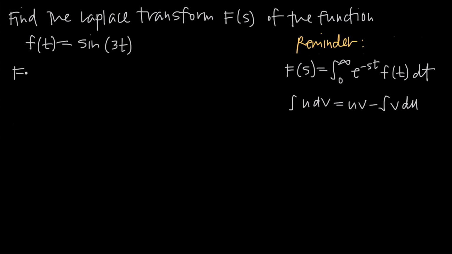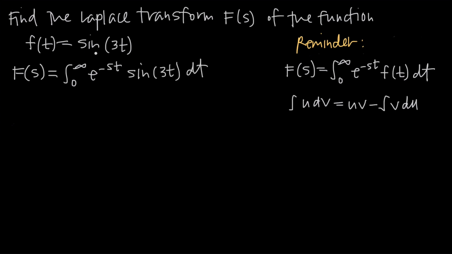So what we're going to say is capital F of s is equal to the integral from 0 to infinity of e to the negative st, all that's going to stay. And now we're just plugging in f of t, which we know is sine of 3t, and then we have dt.